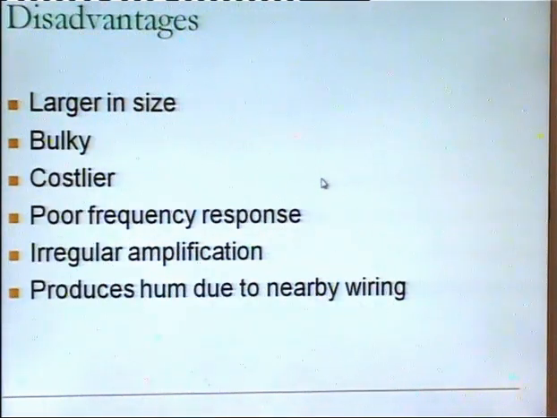The disadvantages are, as you are using a transformer coupled amplifier, it is larger in size. Again, for the same reason it is bulky and costlier. It has a poor frequency response as the gain is constant for only a small portion of your frequency, and this poor frequency response provides your irregular amplification. Also, it produces hum due to the nearby wiring. You are using a transformer coupling. Transformer coupling provides us with the noise that is known as hum due to the nearby wiring.